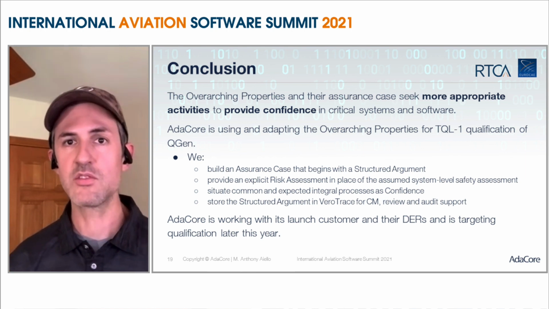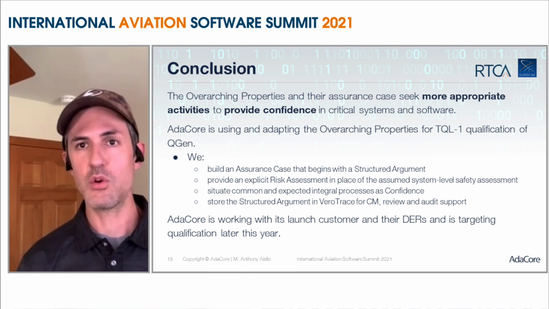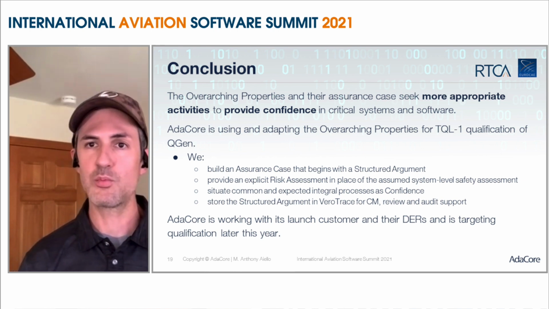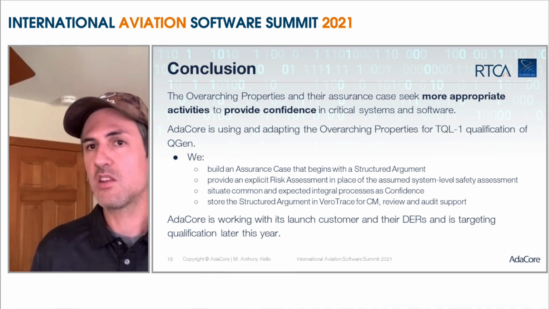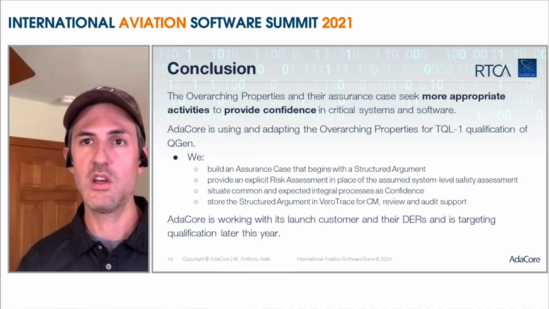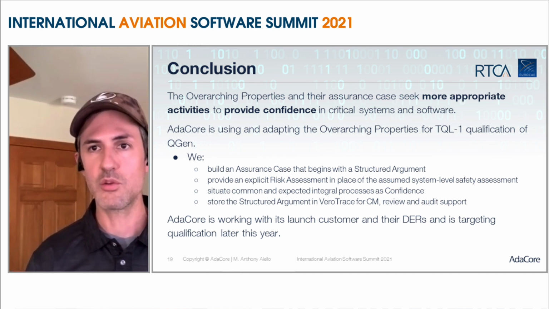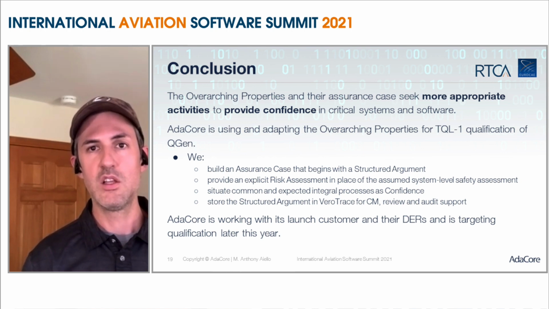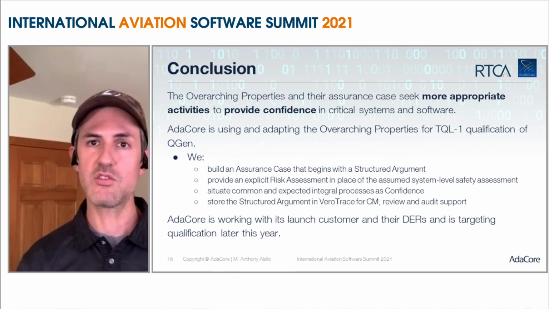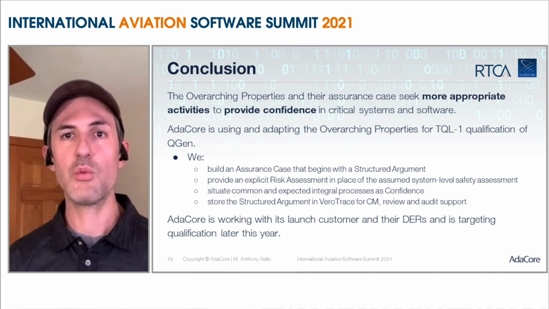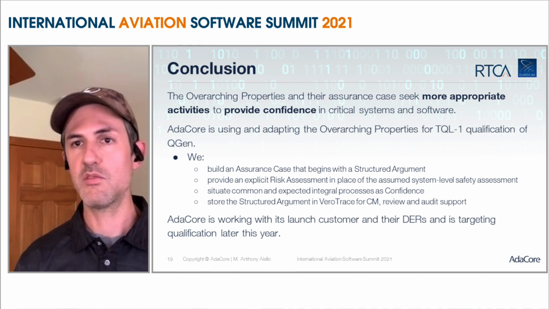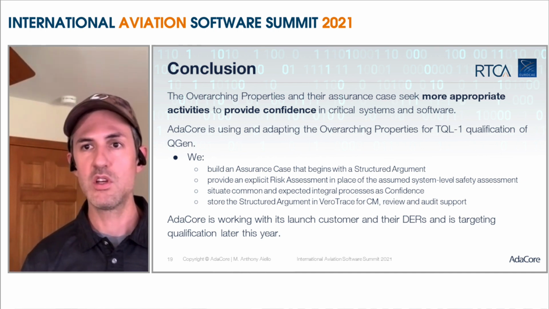As part of this process, we build an assurance case for QGen that begins with a structured argument. We provide an explicit risk assessment that stands in for the assumed systems level safety assessment that's called for by the overarching properties. We situate common and expected integral processes as confidence in our structured arguments, and we store the structured argument in ViewRTO, taking advantage of configuration management, review, and audit support.